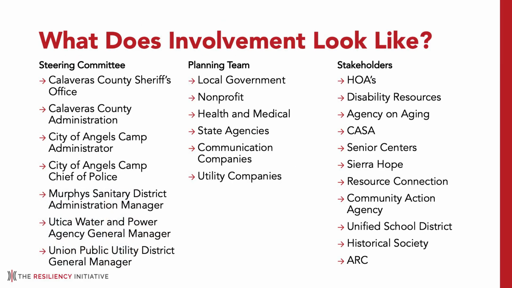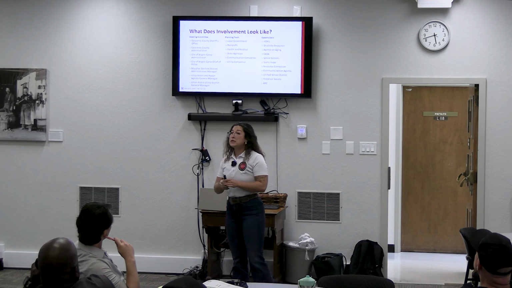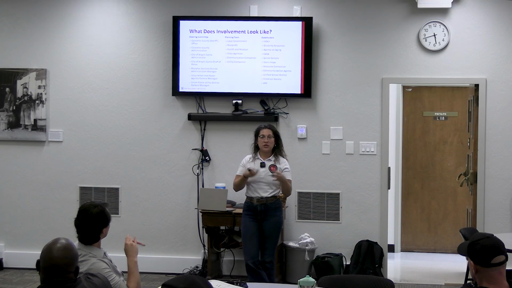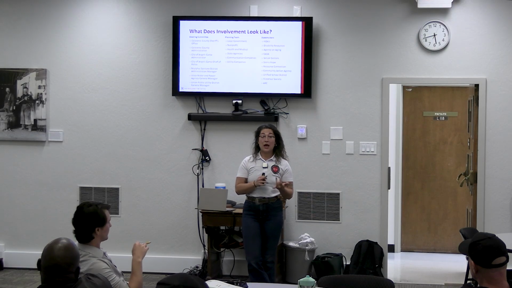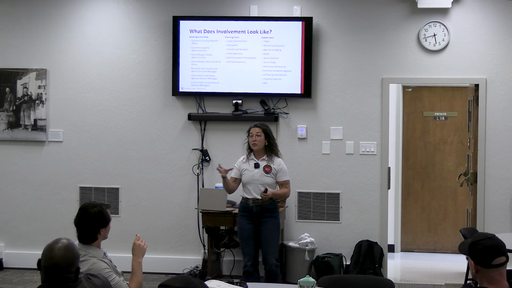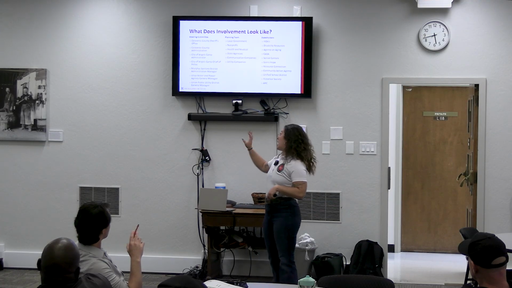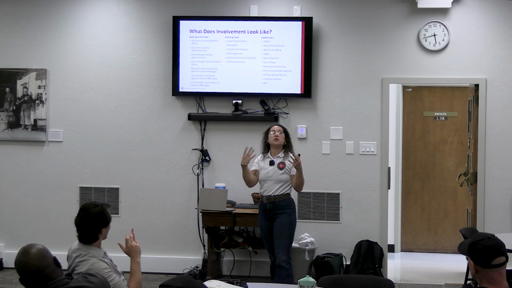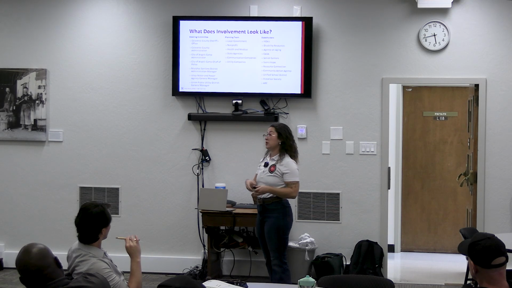So what has involvement looked like so far? We have 3 groups, primarily our steering committee, planning team, and stakeholders. Our steering committee is really the core group of this multi-jurisdictional hazard mitigation plan. Within that, it's Calaveras County, Angels Camp, Murphy Sanitary District, and Utica Water and Power Authority. These are, for lack of a better term, the decision makers when it comes to those groups with this hazard mitigation plan and those jurisdictions.